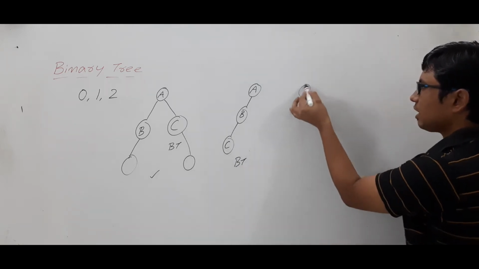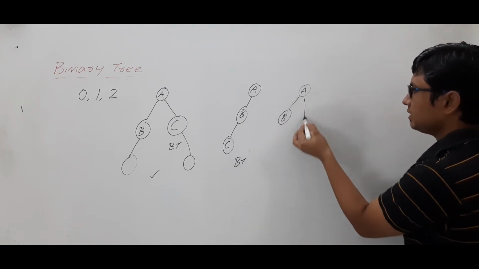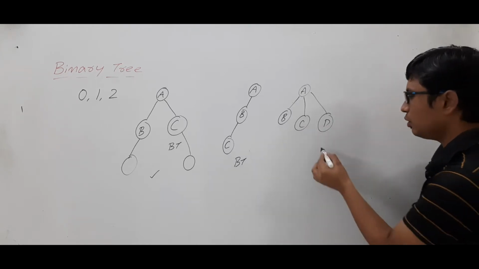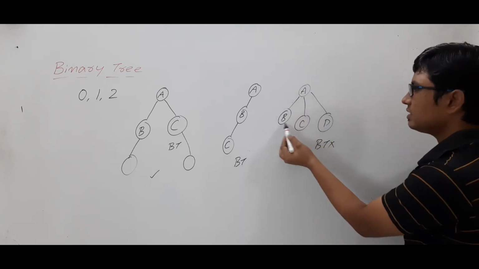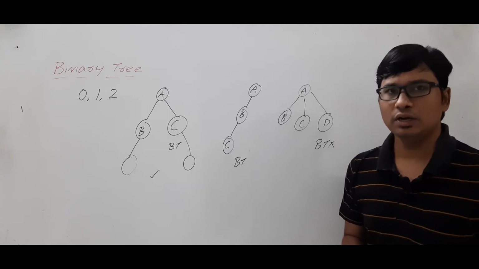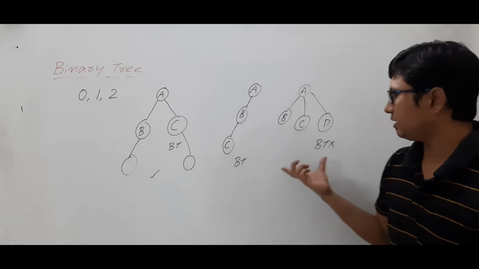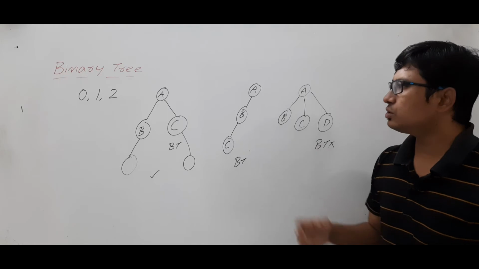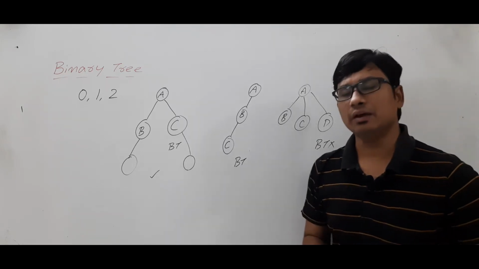Now let's say I have a node A and it has three children such as B, C and D. Now can I call this a binary tree? No, I cannot call this a binary tree. Why? The node A has three children whereas in a binary tree you can have at most two children for a node. So these are the examples for the binary tree and this is an example where the tree is not a binary tree.